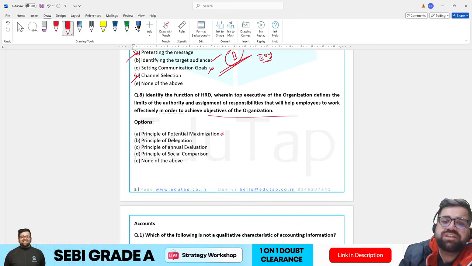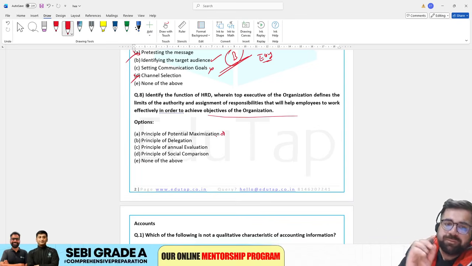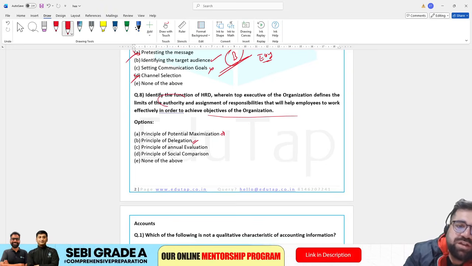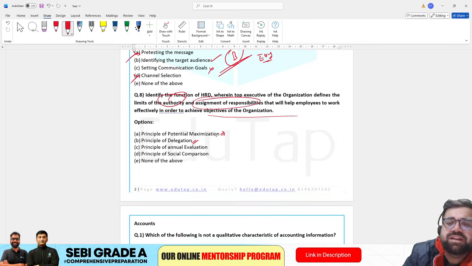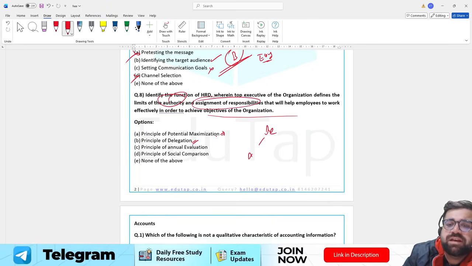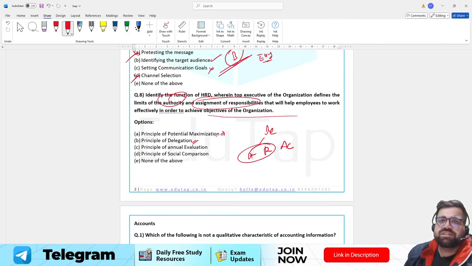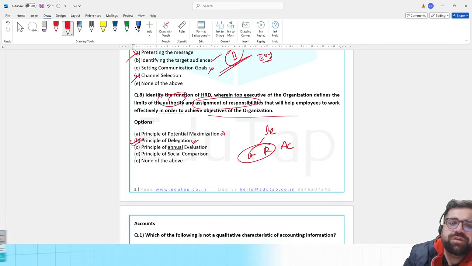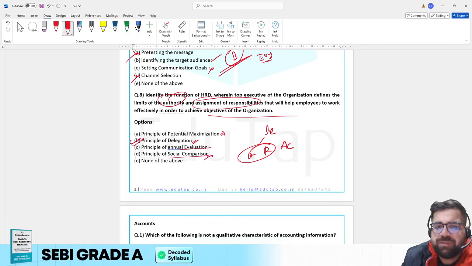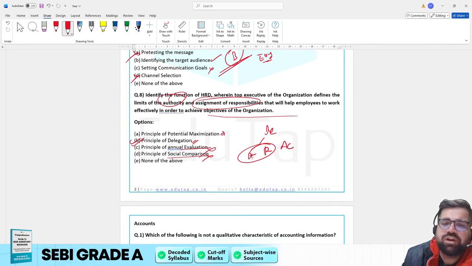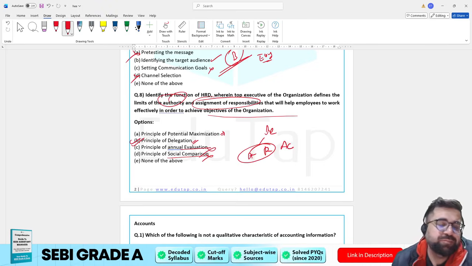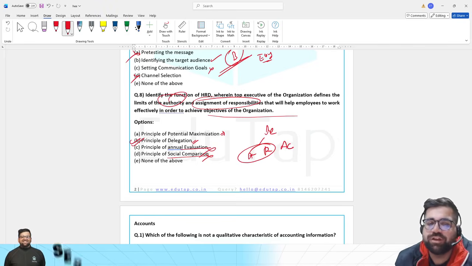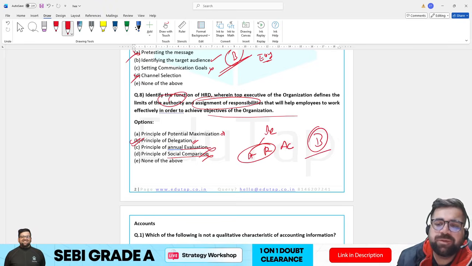Potential maximization is pushing your employee towards his best. Principle of delegation makes sense because you are talking about authority and responsibility. Delegation has 3 components, right? Authority, responsibility, and accountability. So they have talked about authority and responsibility, but if you give some work to somebody, then accountability will obviously be imposed. So my answer will be option number B only. Annual evaluation, social comparison, do not make any sense. They are not even making some sense around the question. So my answer in this will also be B.